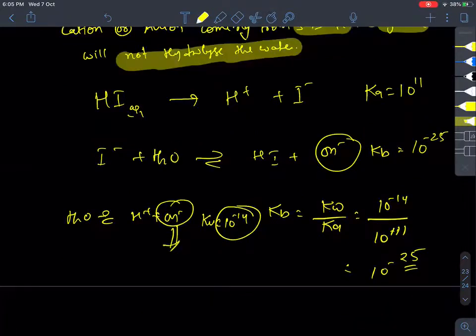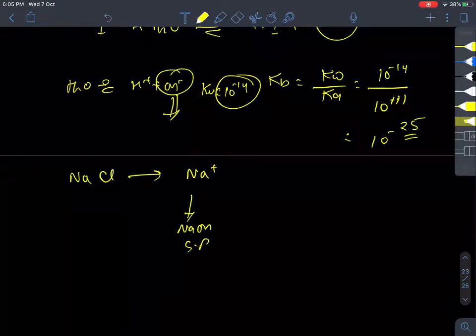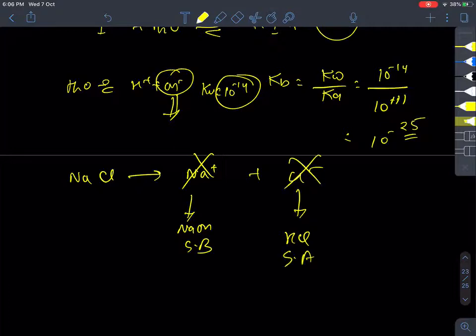Right? So I hope I explained you. So suppose if I took NaCl, which will hydrolyze? Na plus came from NaOH, which is a strong base, so it will not do anything. Similarly, Cl minus came from HCl, right, which is a strong acid. It will also not do anything. That's why when you add NaCl into water, the solution's pH will be same as neutral water, and that will be 7 at 25 degrees centigrade.